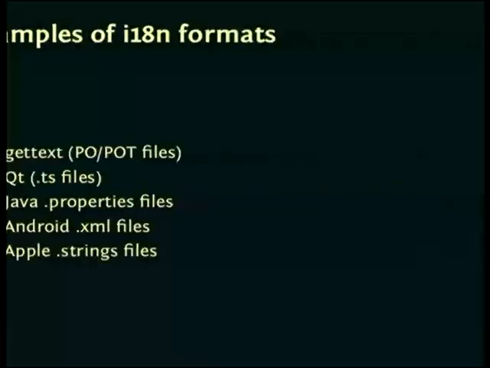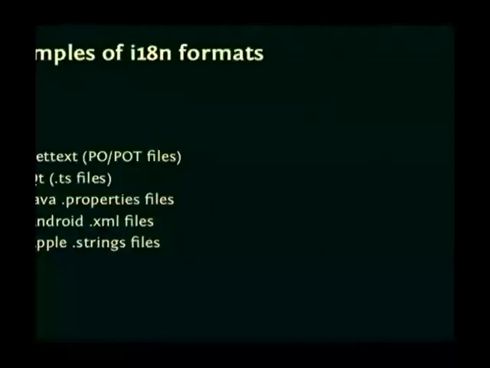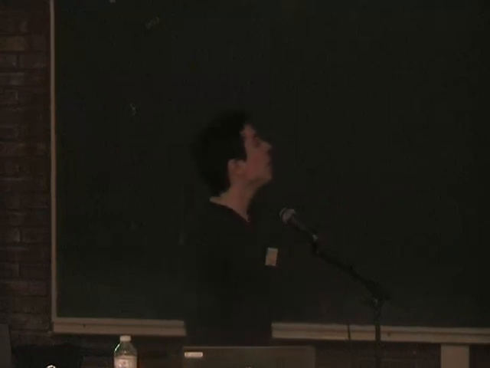So, for internationalization, there are many formats that are used in the software world. These are just some examples. The most popular one, especially for open source software, is the first one, the PO and POT files. But for Qt software, there are TS files, and other languages and platforms use their own formats, like Java, Android, and Apple.